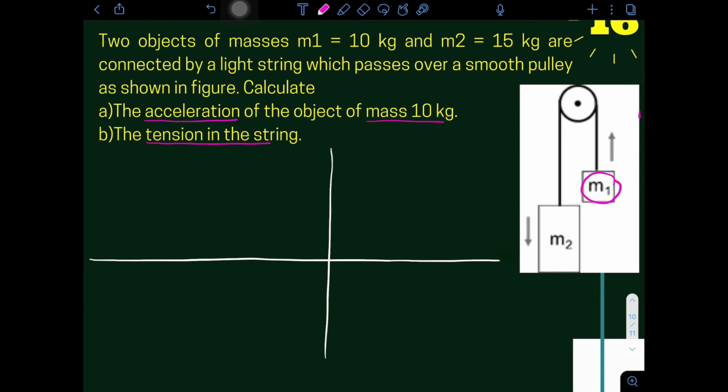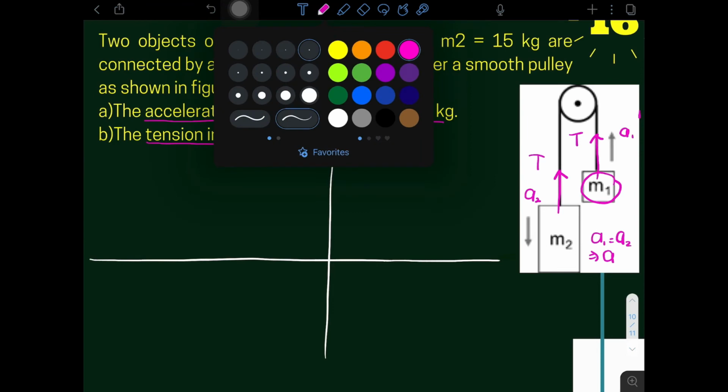So remember, if you attach two objects together, the acceleration of M1 and the acceleration of M2 is the same value. So we will use symbol A only for both objects. And the string that holds these two masses is the same string, so the tension force will be the same. Tension for M1 will be away from mass 1 upwards, tension for M2 will be away from M2, so it also goes upwards. So first step, always do the FBD.